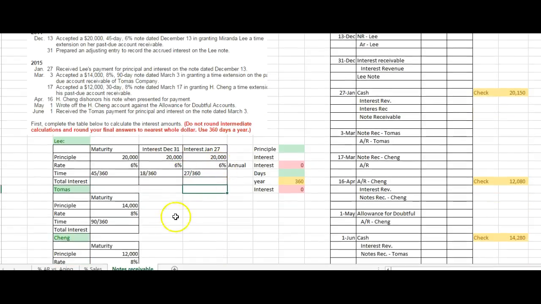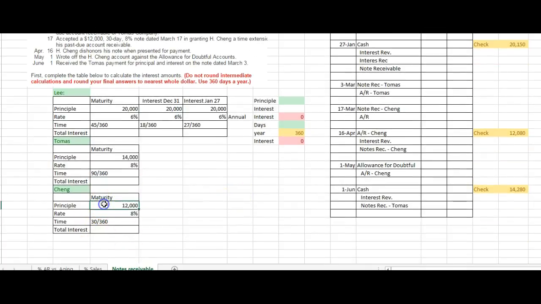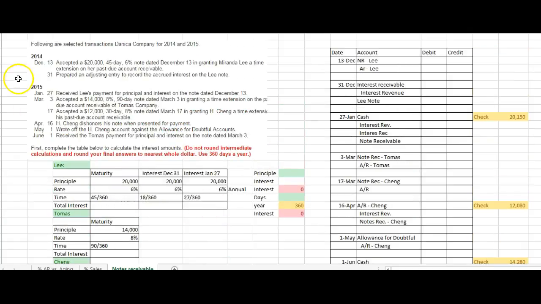Then, Thomas is going to borrow $14,000 at 8% for 90 days. You're going to do the same thing here. Figure out that interest. You do the same thing for Sheng. So now you have all your supporting data you need. Now, you can go to the scenarios here.